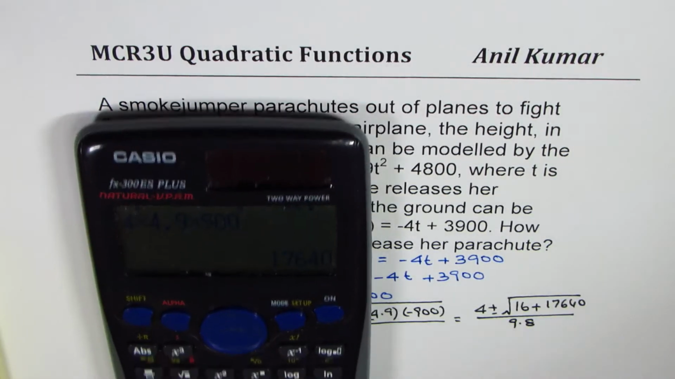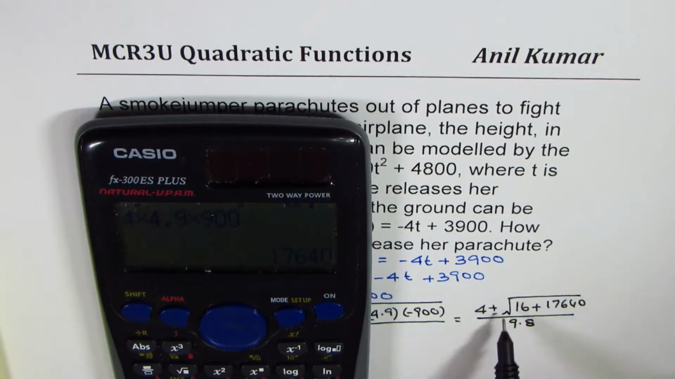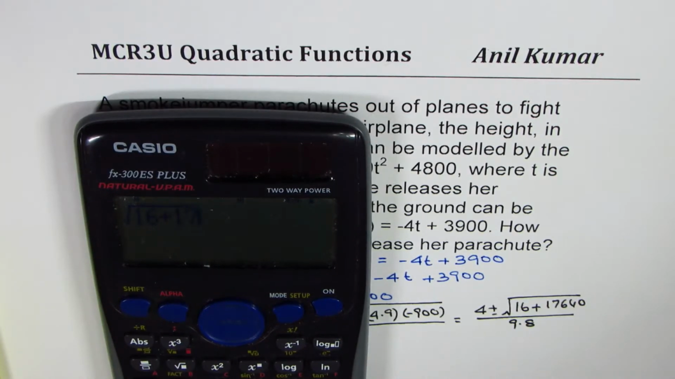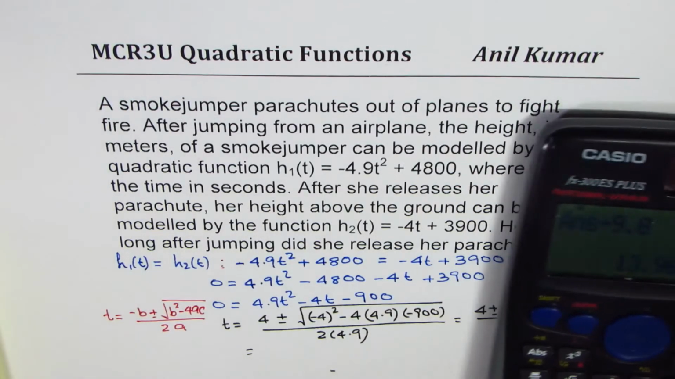So let's calculate the square root first, then we'll add 4 and divide by 9.8, right? So we have square root of 16 plus 17,640, which is equal to 132.87. We'll add it to 4, and then we'll divide by 9.8, and that gives you the answer as 13.966.